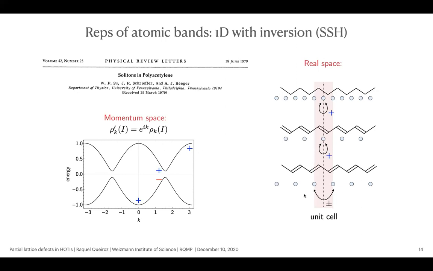So there's a way of relating these two representations of inversion, which is this guy maps into itself. And if I relate it to this representation, and I look at this guy here, if I take inversion, I go here, which means that I need to translate in order to leave it invariant. So the two representations are related by this e to the ik phase, which is that translation that actually justifies this minus sign at the zone boundary. This is the simplest example, and now you can find generically what are the various symmetry eigenvalues of all atomic bands.